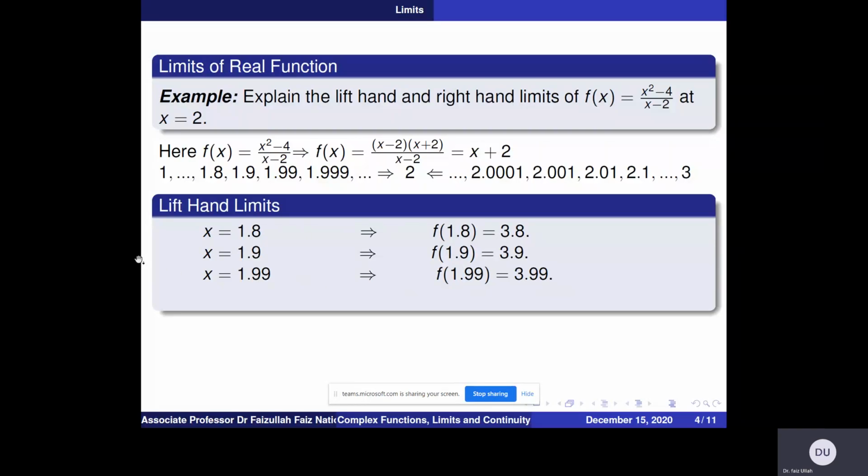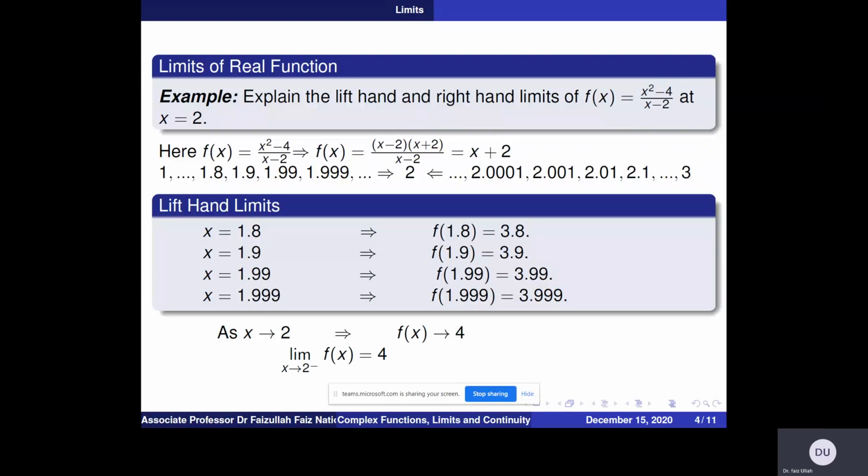So let us put one more point which is more near towards 2. x is equal to 1.999. And as a result, we get the number 3.999. So from this we can say that as x approaches 2, the function f of x approaches 4. And that is called the limit, which we can symbolically write like this: limit x approaches 2, f of x is equal to 4.